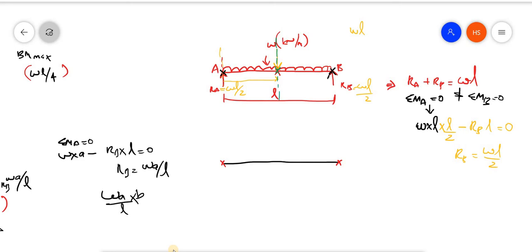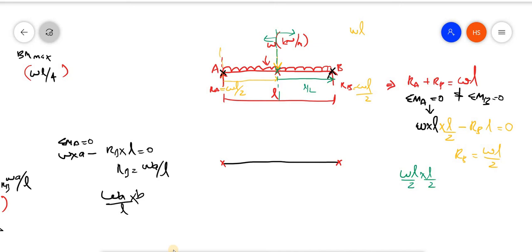I can take either the right of the section or the left of the section. Both sides have equal loads, so I am taking the right. Right of the section, what is the first load? W into L by 2, into this distance, that is again L by 2. That is acting clockwise.